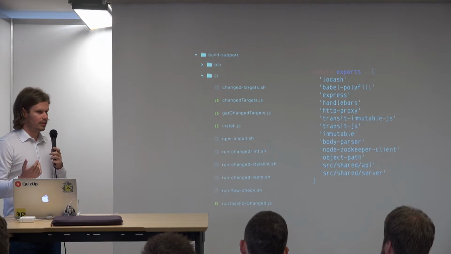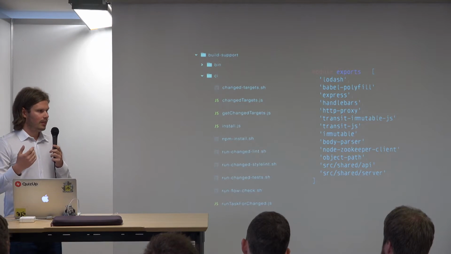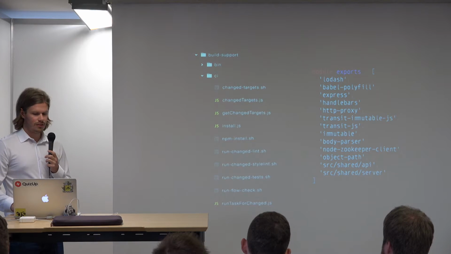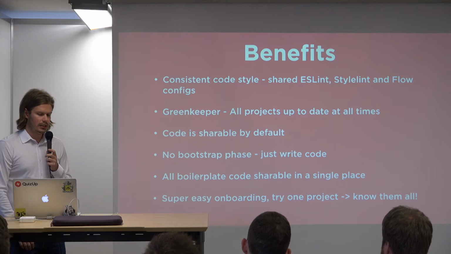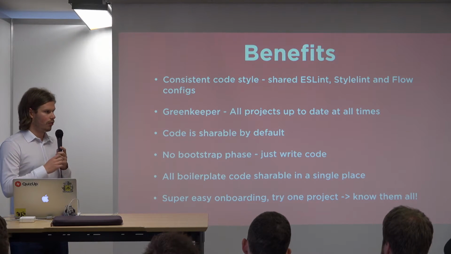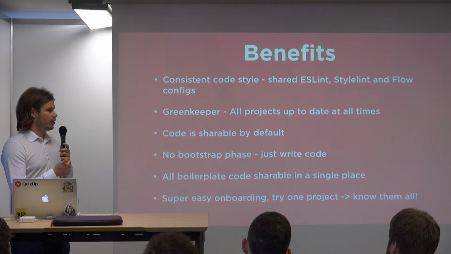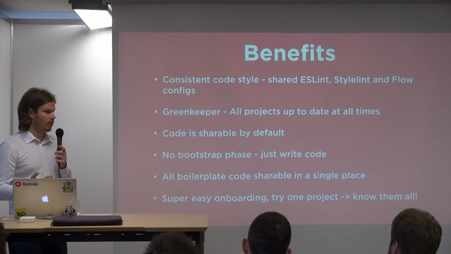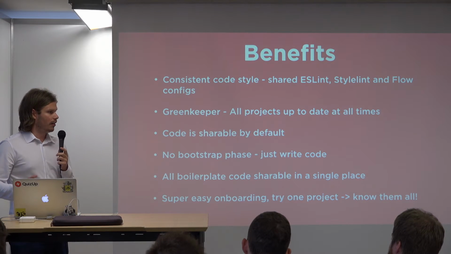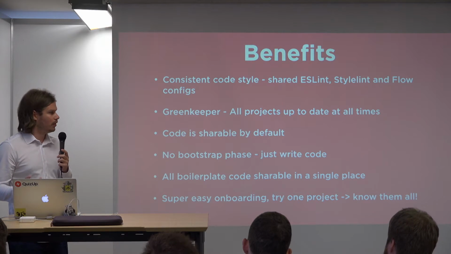So it's that simple. You only have to read your git diff and check for these things. It's not more than that. So the benefits that we get from this is that now we have, throughout all of our web projects, consistent code style. Because in our shared code, we have ESLint, StyleLint, and flow configs, and Babel configs, and Webpack configs. And these are all shared through all services. So they all run exactly the same.